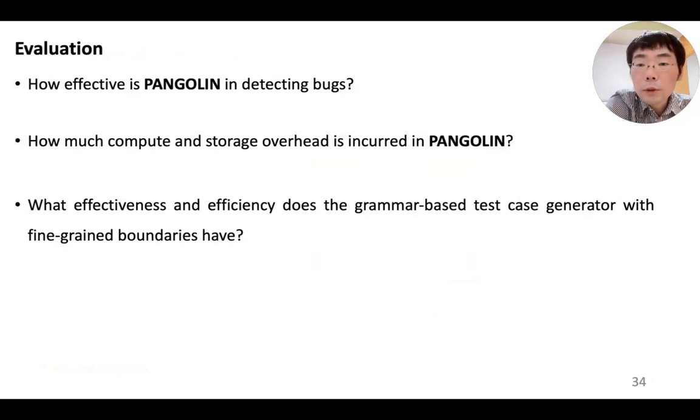For the evaluation, we try to answer three research questions. One, how effective is Pangolin in detecting bugs? Second, how much compute and storage overhead is incurred in Pangolin? Third, what efficiency and effectiveness does the grammar-based test case generator with fine-grained boundary have?